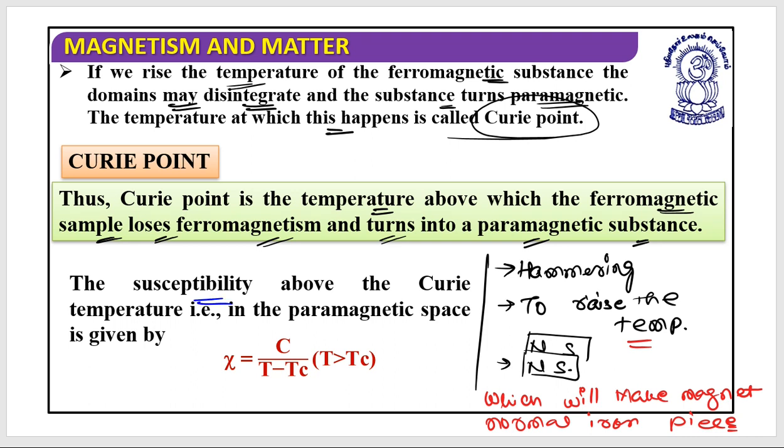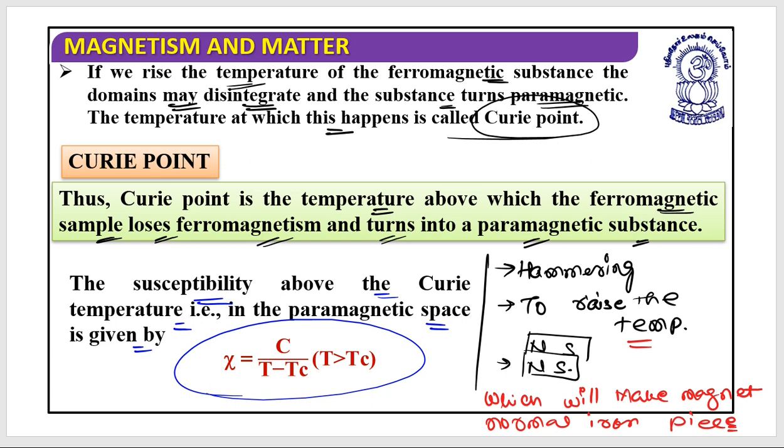Susceptibility above the Curie temperature, in the paramagnetic phase or in the ferromagnetic phase, can be given as chi equals C upon T minus Tc, where T is greater than Tc. So is it clear?